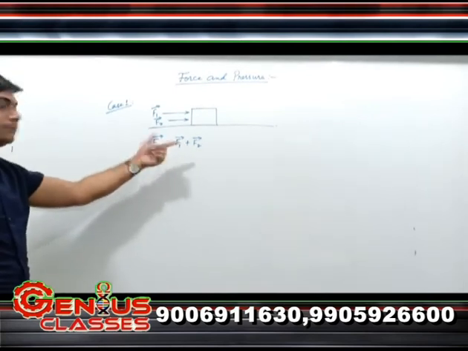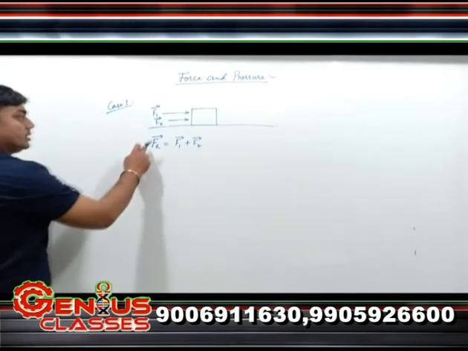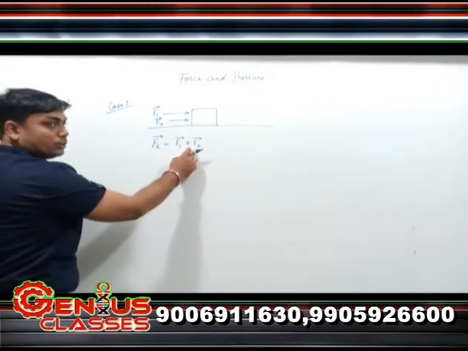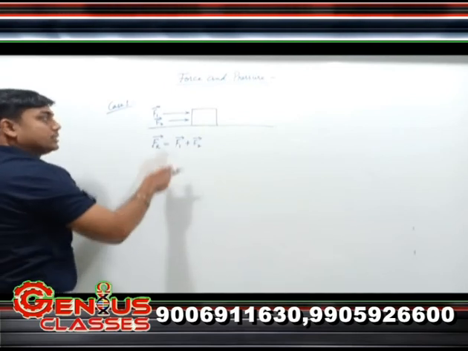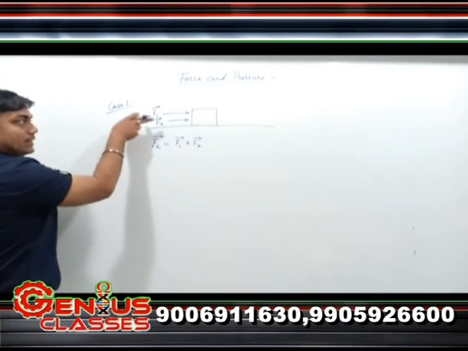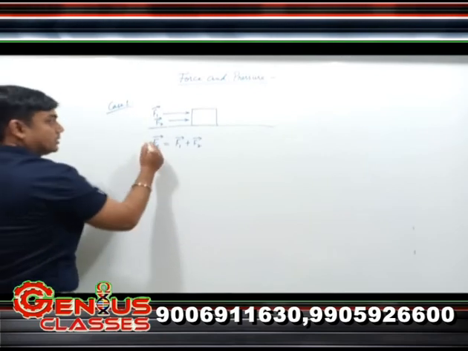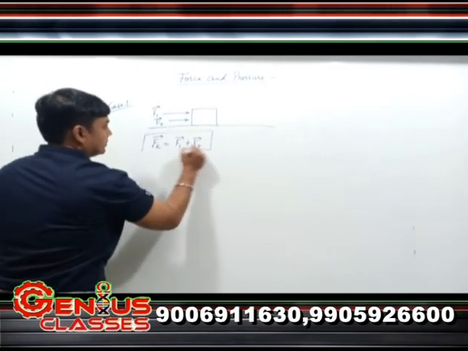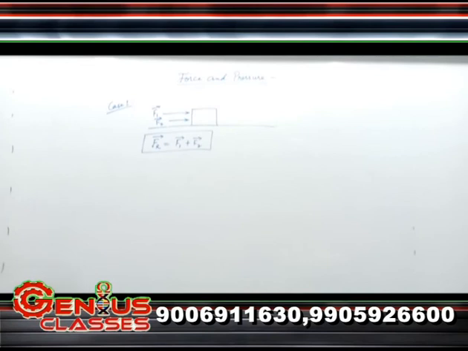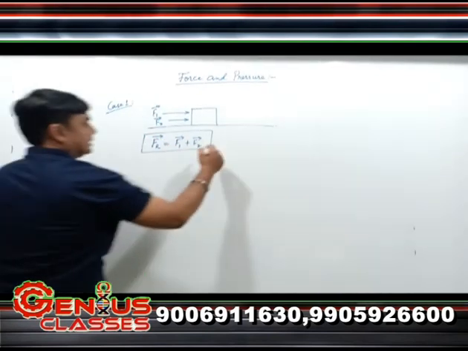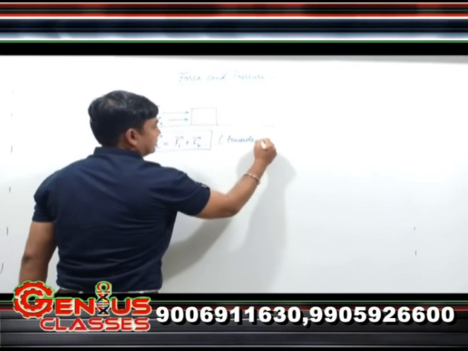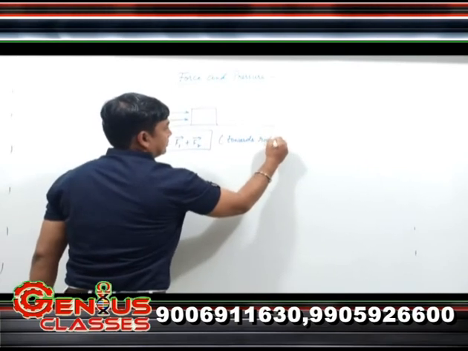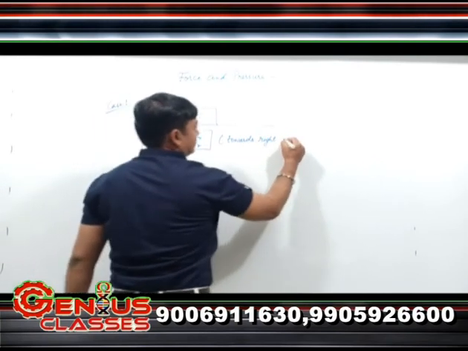Because we all know that force is a vector quantity. So this resultant force is the sum of two forces. When will it be the sum of two forces? If the two forces act in the same direction. This is your case 1, and the direction is towards the right.